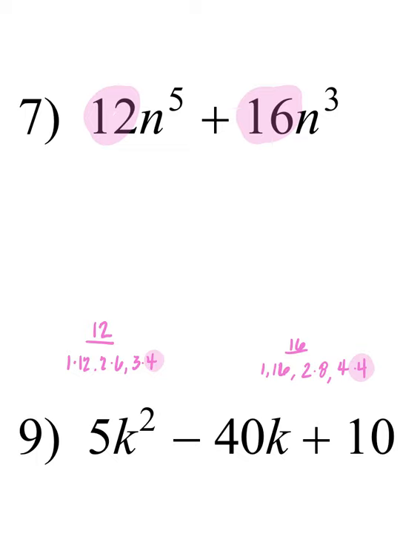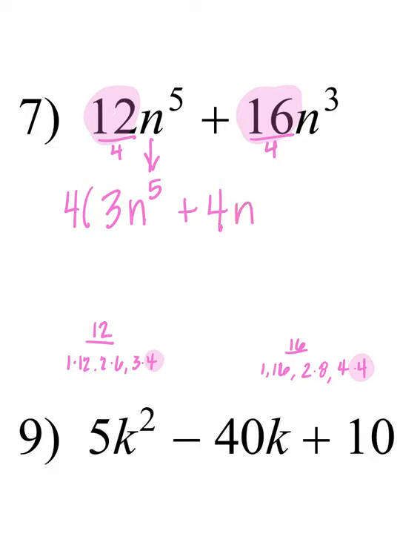So I'm going to put my 4 on the outside of the parentheses, and I'm going to divide my numbers by 4. I'm going to bring my n's along with me this time. So 12 divided by 4 is 3, n to the 5th, plus, I just brought that straight down, 16 divided by 4 is 4, n to the 3rd. I just brought that straight down.